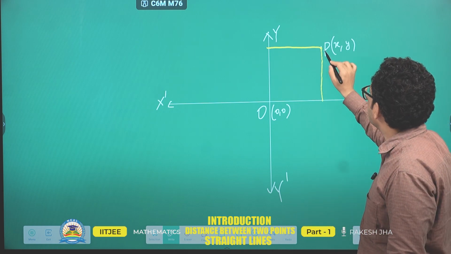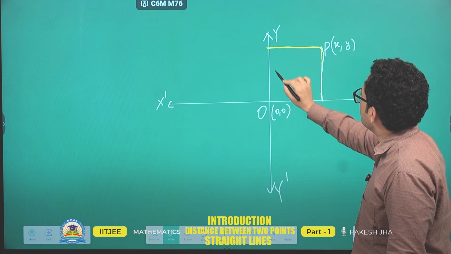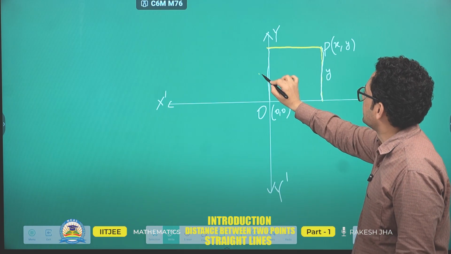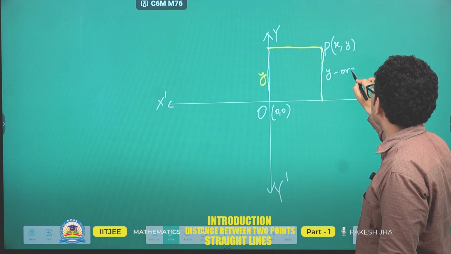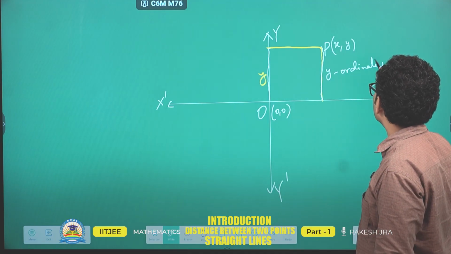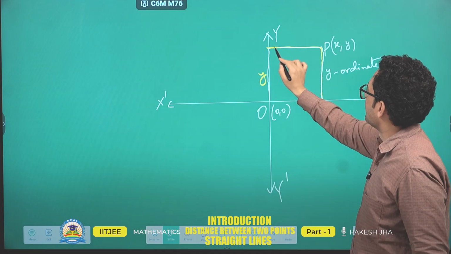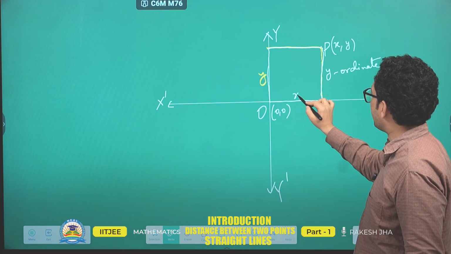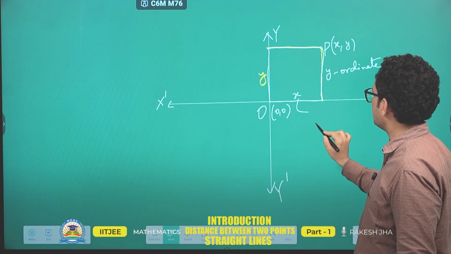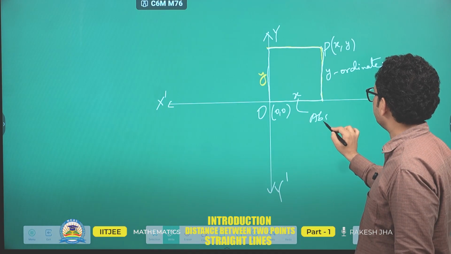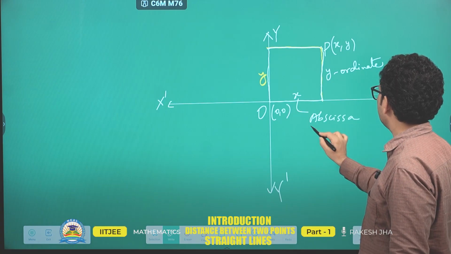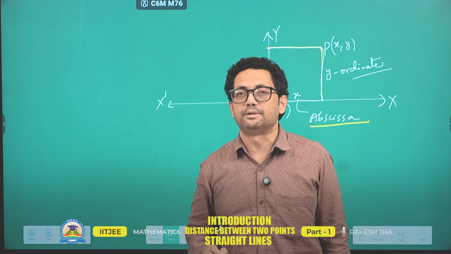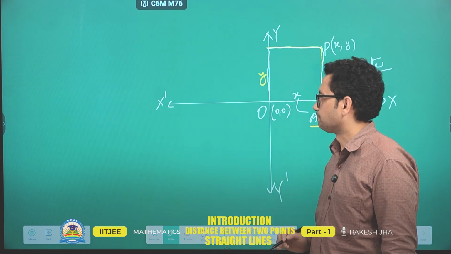So we know that this length from here to here is the same as this length on the y axis. So this is the y coordinate, which is also known as the ordinate. And this length from here to here is the same as from the origin to this length. So it is the x length, and this is called the abscissa. So the x coordinate is called abscissa and the y coordinate is called ordinate.